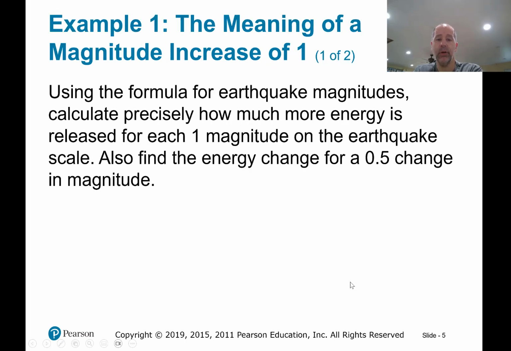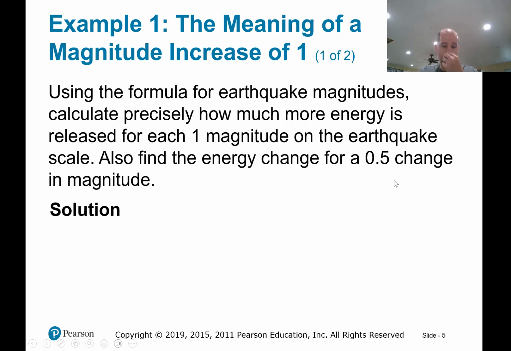Okay, now using the formula for earthquake magnitudes, calculate precisely how much more energy is released for each one magnitude on the earthquake scale. Also find the energy change for a 0.5 change on the magnitude scale. Now here's the thing, we already know from the last slide that the way it's defined is that each magnitude represents 32 times more energy than the last magnitude. So we should get a factor of 32, or something close to 32. So let's see if it works.